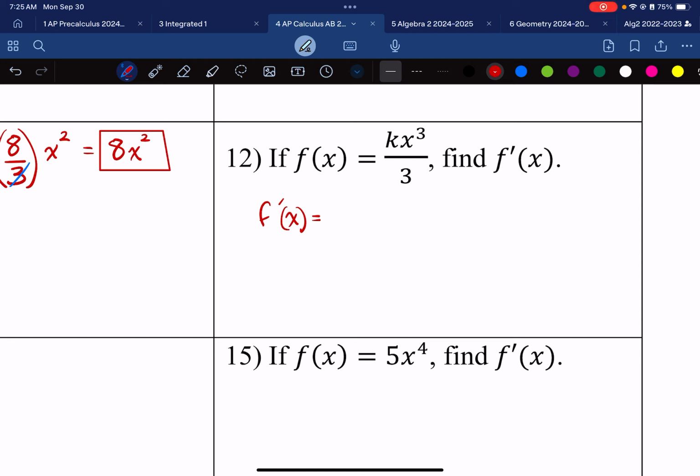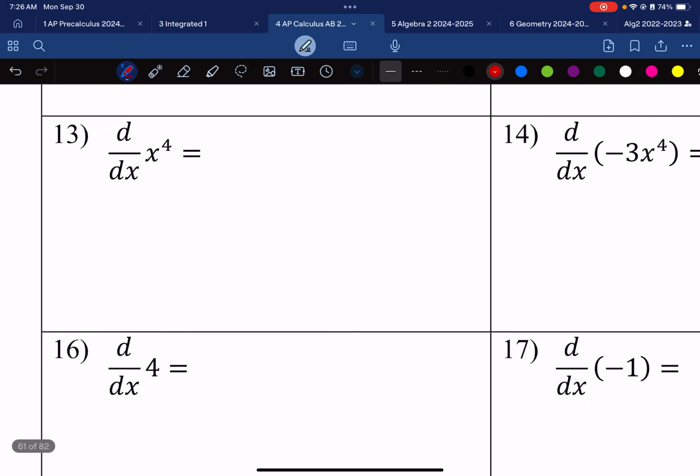I'm going to say that this is going to be, I have this k over 3. It's going to be x to the power of 2 because I went down from 3 to 2. And this 3, where to go? I'm going to put it out in front, so I'm going to put it right here. 3 over 1 is being multiplied by this, and again, 3's and 3's cross cancel, and this becomes kx squared. Final answer, box it.